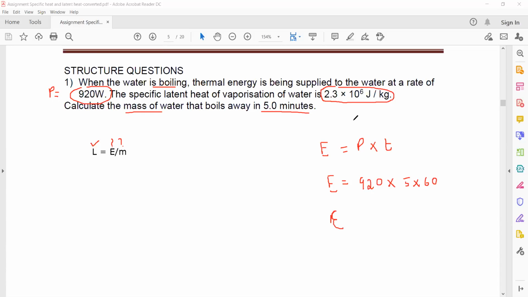276,000. Okay. So energy, we have the energy which is 276,000. Now that's in joules, but we have to find the mass. So we have the formula: latent heat is equal to energy divided by mass. So latent heat is given, 2.3 exponent 6.